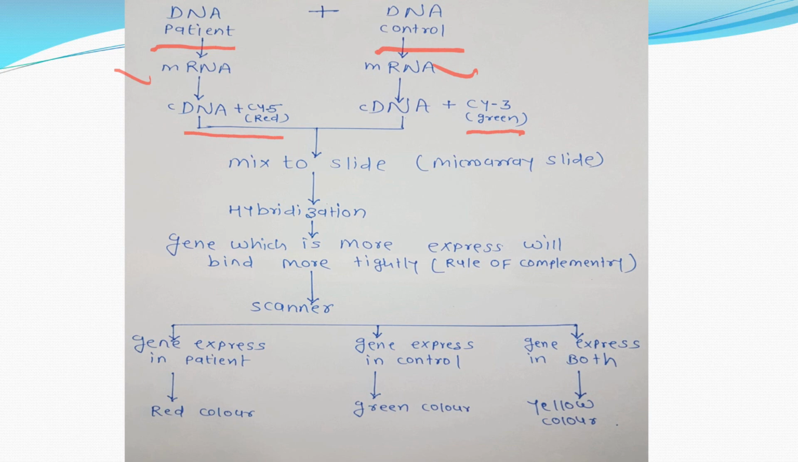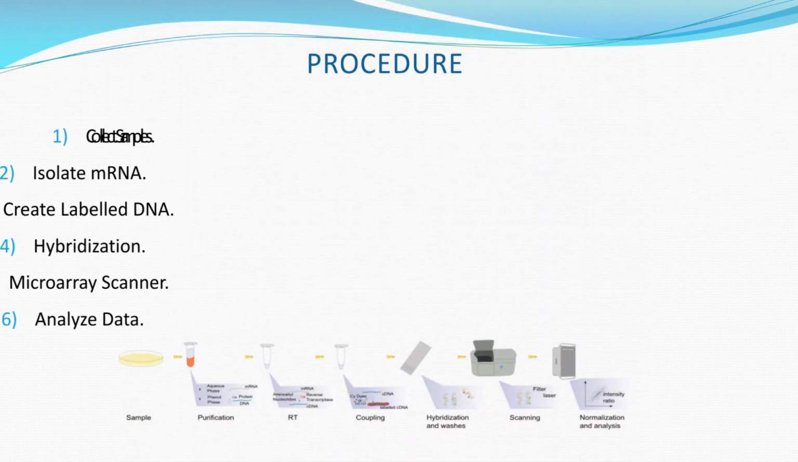The gene which is more complementary to the gene already present on the DNA slide binds more firmly and gives the corresponding color. If the gene is expressed in the patient, it will give red color. If it is expressed in the control, it will give green color. If it is expressed in both, it will give yellow color.